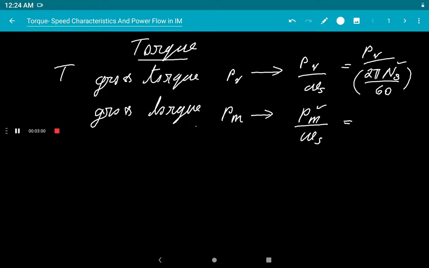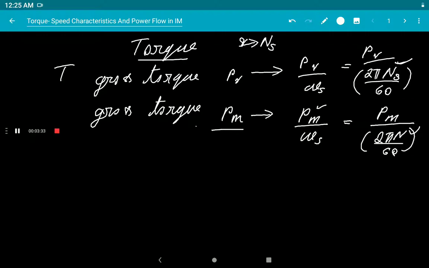At this time the motor is rotating at a speed below synchronous speed, so you have to consider the rotor speed. Torque is PM, the motor power, divided by 2 pi N by 60. That is the only difference in gross torque. If you consider rotor input, there is a stator rotating field produced at speed Ns, so you consider Ns. When gross torque is considered as mechanical power, that is rotor output, you have to consider the rotor speed, 2 pi N by 60.